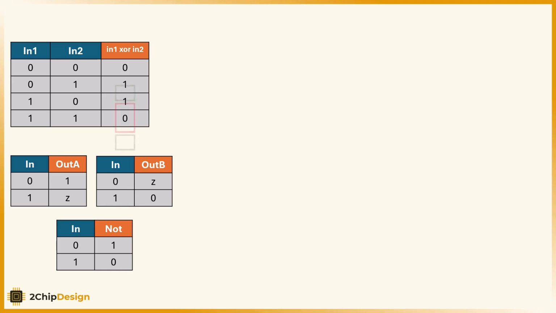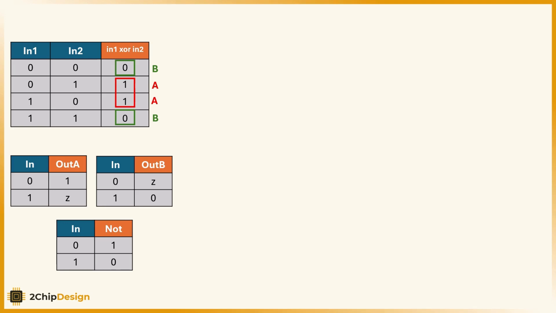Let's look at the XOR truth table. When both inputs are the same, the output is 0. When the inputs are different, the output is 1. Now, if we look at the orange column in the truth table, we can already determine which component gives us the desired output. We know that component B gives us 0 and component A gives us 1.